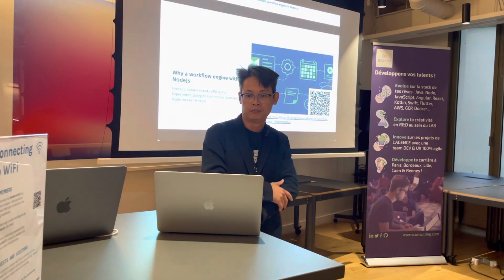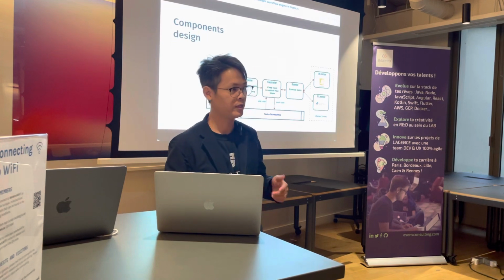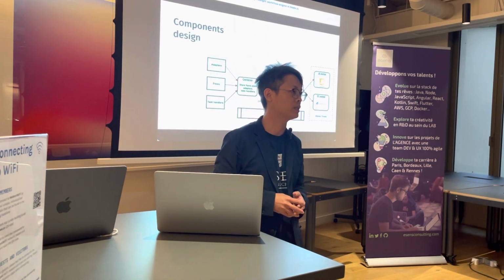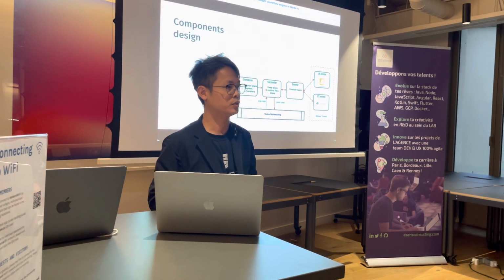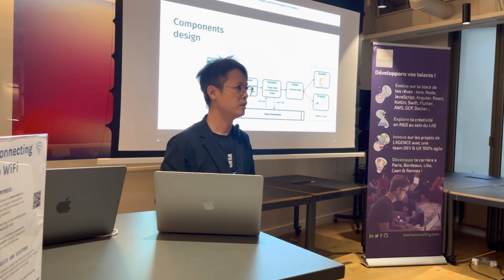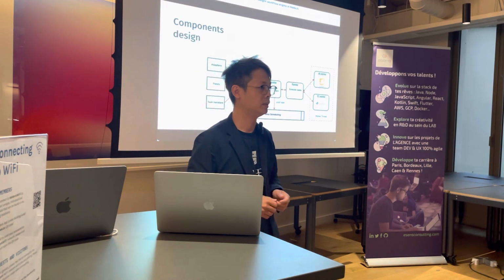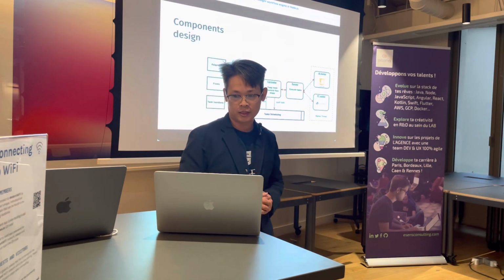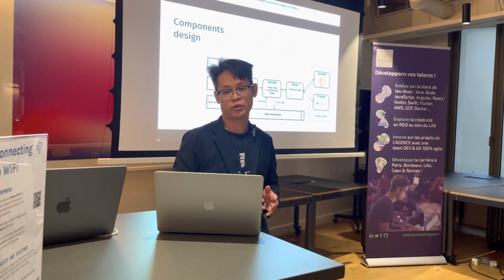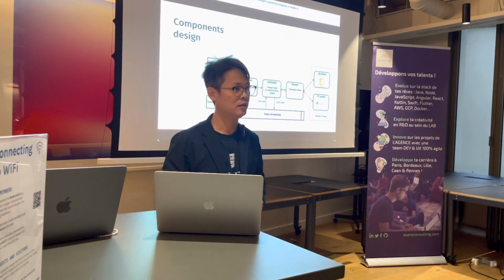So what do we need in a workflow system? At first, we need the flow descriptions. For every flow, we need multiple nodes and the connections between the nodes, so we have data flowing from node to node. Second, we need to control and coordinate the tasks and events in the flow.